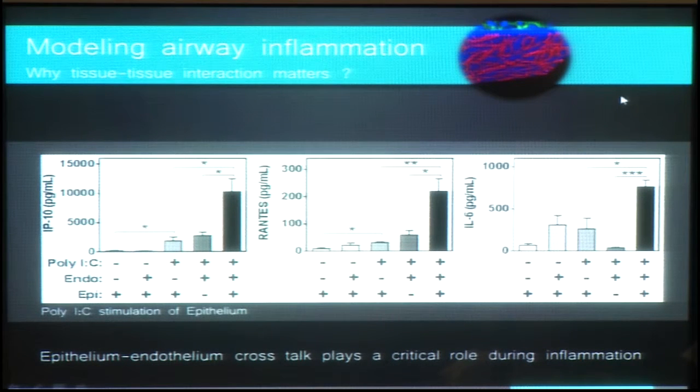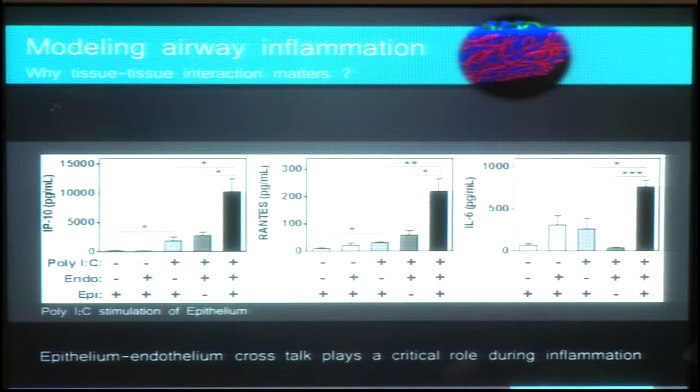And when you stimulate the epithelial cells or the endothelial cells alone, you get a normal pro-inflammatory response. We stimulate with poly-IC in this case that mimics a virus infection. And when you have endothelial cells or epithelial cells alone, you get secretion of pro-inflammatory cytokines, IP10, RANTES, IL-6. But when you have both at the same time inside the chip, you get a synergistic effect, a much higher secretion of these three cytokines. So there is really a crosstalk between the epithelium and the endothelium, and this crosstalk plays a critical role during lung inflammation.